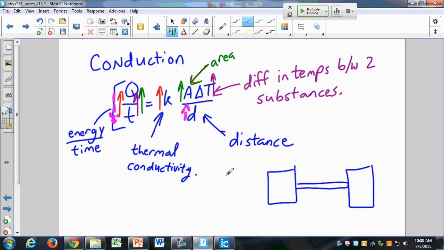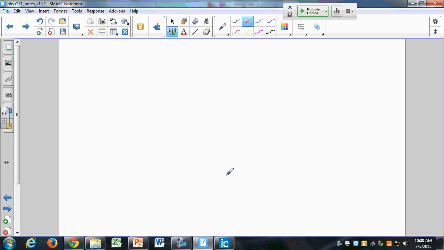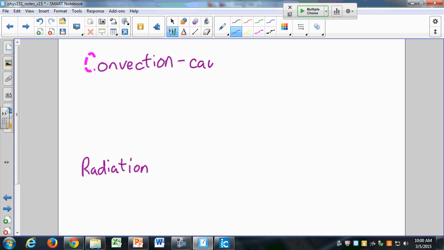Okay, just a couple more things. I know you are anxious to take your quiz. Let me just list these other two. You're not going to see an equation, but you do need to know what they are, and that is convection and also radiation. These are both methods of thermal energy transfer. Convection is caused by the movement of air.